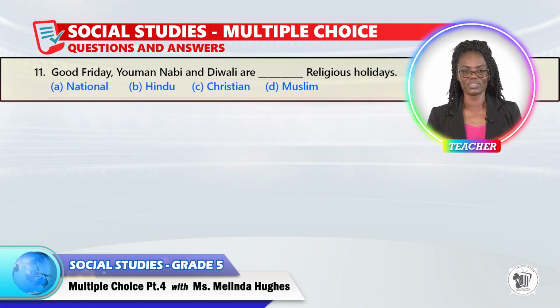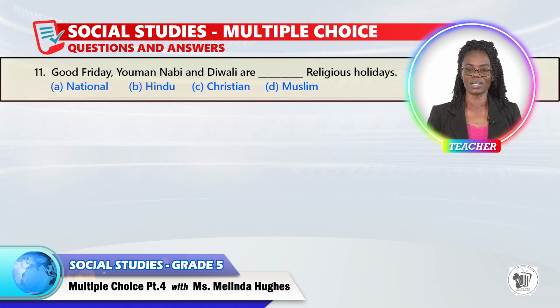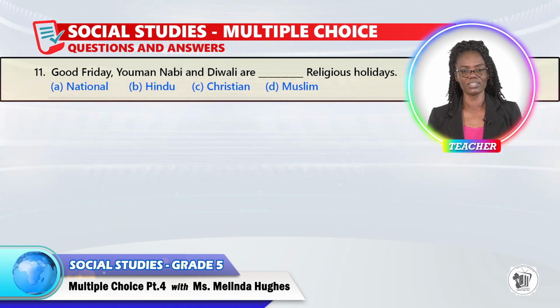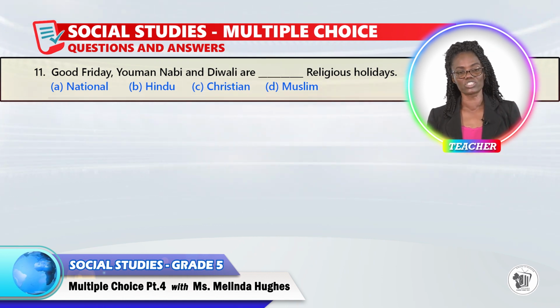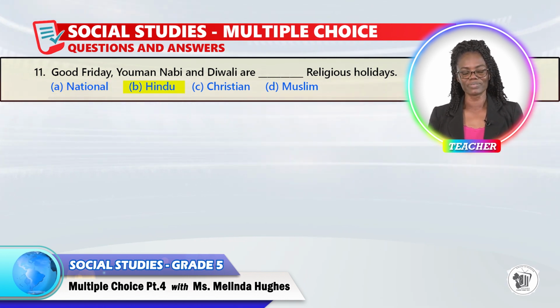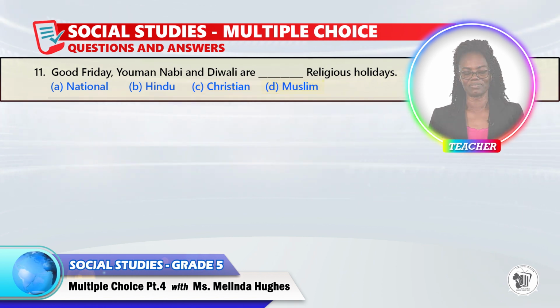Question 11. Good Friday, Youman Nabi, and Diwali are religious holidays. A, B, C, or D?